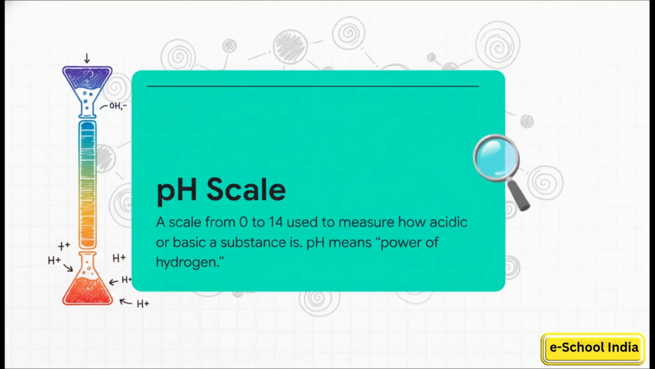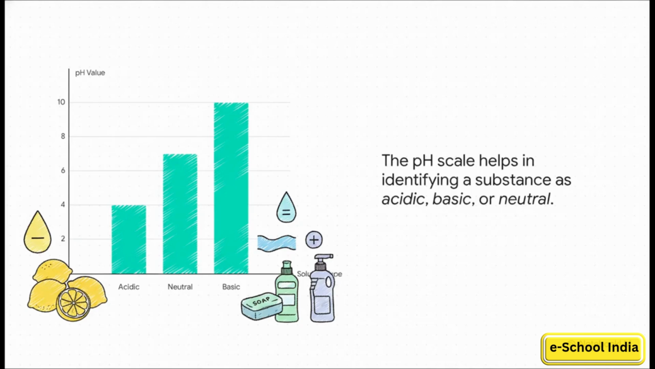And here it is, the pH scale. It's a simple scale from 0 to 14, and its whole job is to tell you how acidic or how basic something is when it's dissolved in water. The name itself is kind of cool. pH literally stands for the power of hydrogen, because it's all about how many hydrogen ions are floating around in a solution.